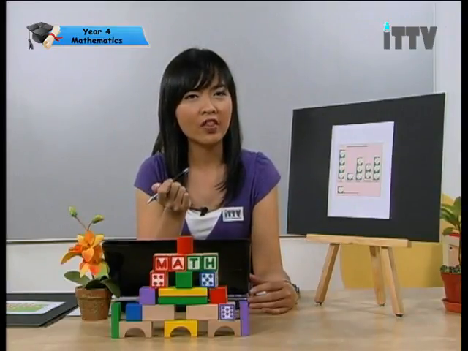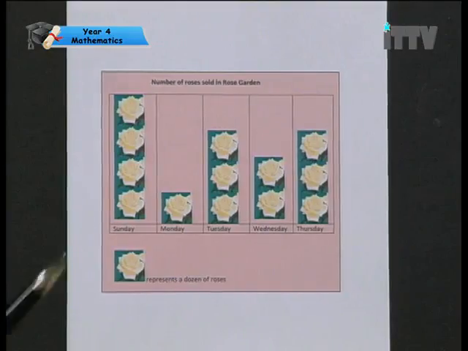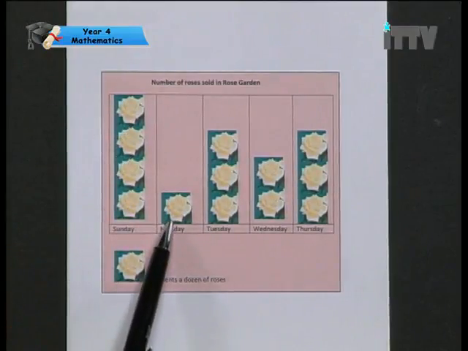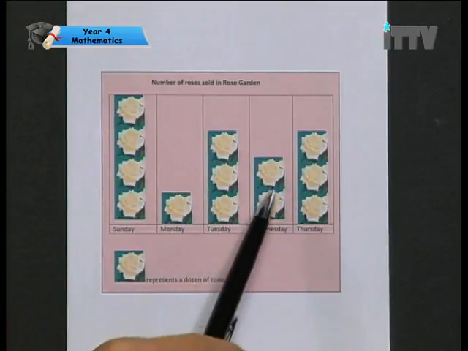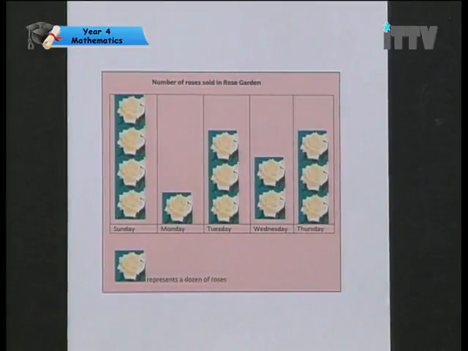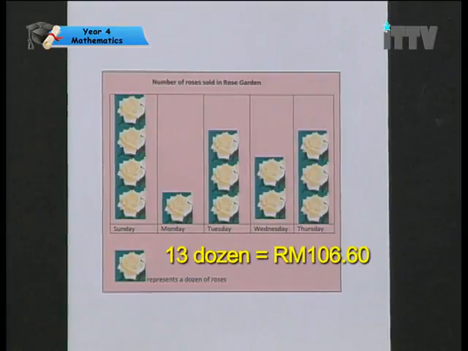Now we are told that the total is 106 ringgit and 60 cents. How many dozens are there? Let's calculate. How many pictures do we have? 1, 2, 3, 4, 5, 6, 7, 8, 9, 10, 11, 12, 13. So what does 13 pictures represent? We know that 1 picture represents 1 dozen of roses. 13 pictures would therefore be 13 dozens of roses. So the price of 13 dozens of roses equals 106 ringgit and 60 cents.